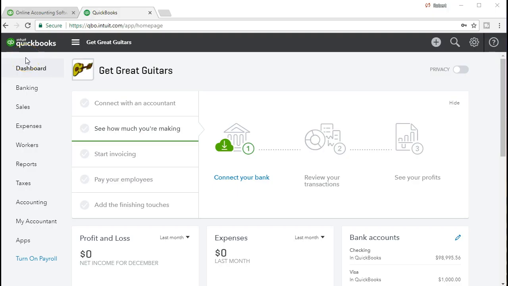Here we are within the QuickBooks Online dashboard. We will be continuing with the Get Great Guitars problem. We're going to talk about some of the major financial statements, this time being the balance sheet. In order to do so, we're going to go down to the reports on the left side.